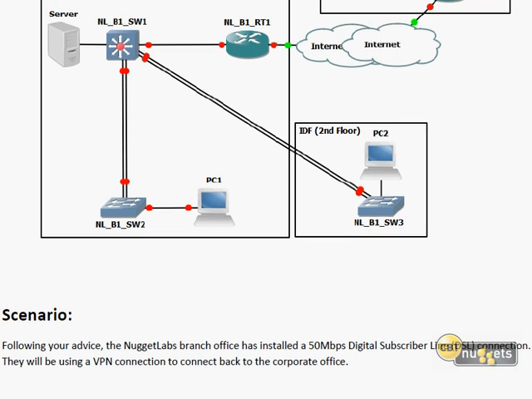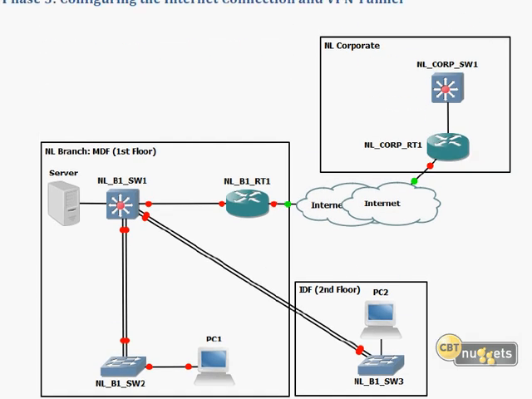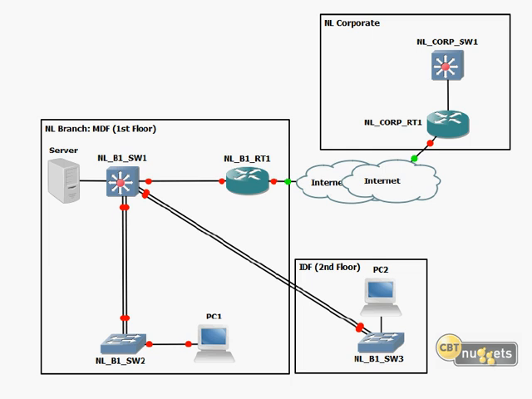So here's our scenario. Following your advice, Nugget Labs branch office has installed a 50 megabit per second DSL connection. They'll be using a VPN connection to tunnel back to the corporate office, or to kind of bridge the connection of the corporate office. And I want to make sure, I was sitting here thinking about this just last night, as we're talking through this, I want to make sure that we don't miss the big picture.